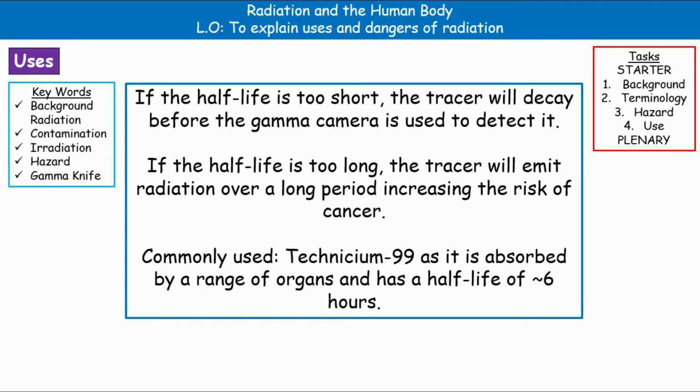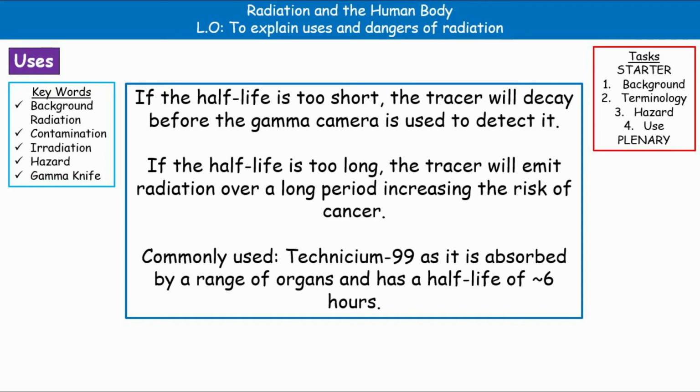So plenty of time for us to actually use our gamma camera to detect it, but not too long to increase the risk of cancer. The other advantage that we've got of our technetium-99 is that it's actually absorbed by a wide range of organs, which means it's going to give us the clear pictures that we need.